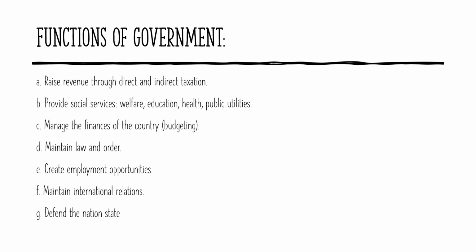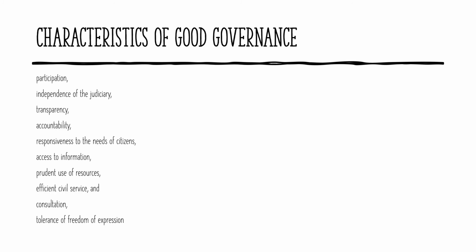Next up, we're talking about the functions of government. What does the government do? One, they would raise revenue through direct and indirect taxation. Two, provide social services: welfare, education, health, public utilities. Then they manage the finances of the country, what we call budgeting, then maintain law and order, create employment opportunities for the people, maintain international relations, and defend the nation state or the country.